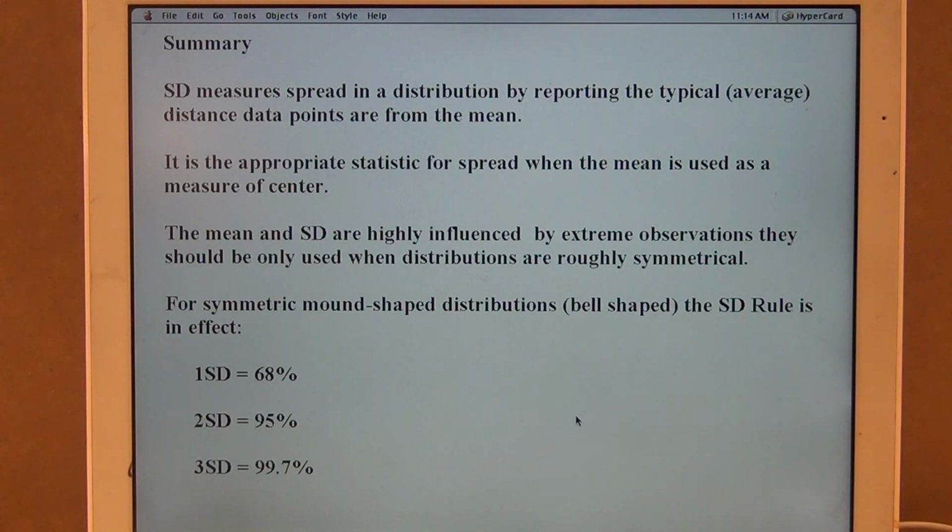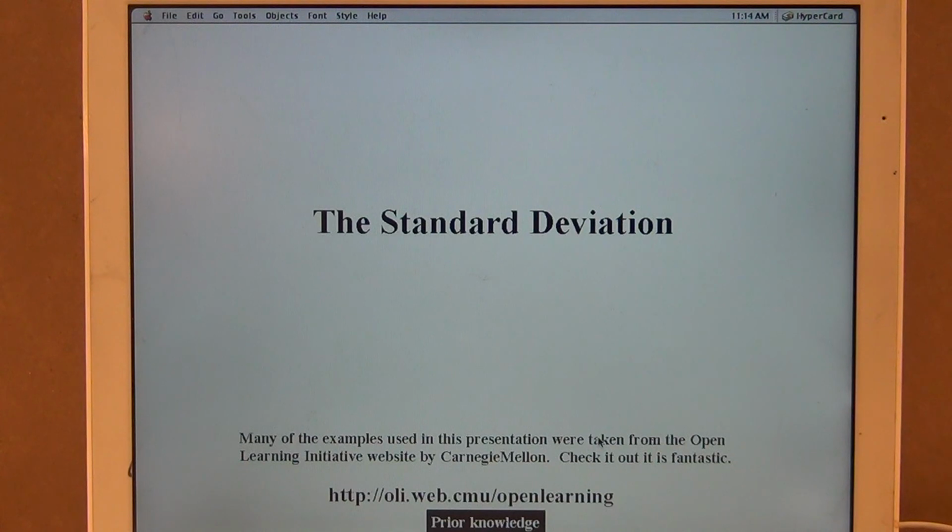Well, thank you very much. That's the standard deviation, or a measure of spread. And again, that's used when the mean is the measure of central tendency.